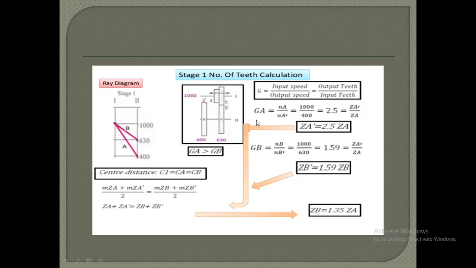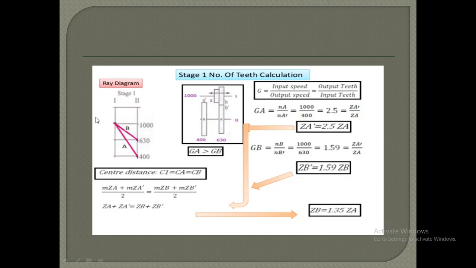Then put this value in this equation. Here is the gear ratio for A. Check that here: NA divided by NA dash. What is NA? Spindle speed for the A shaft. Here the constant 1000 is there, and the speed is reduced to 400. Output speed is 400. You will get 2.5. If you put this value in that equation, then you will get ZA dash is equal to 2.5 ZA.